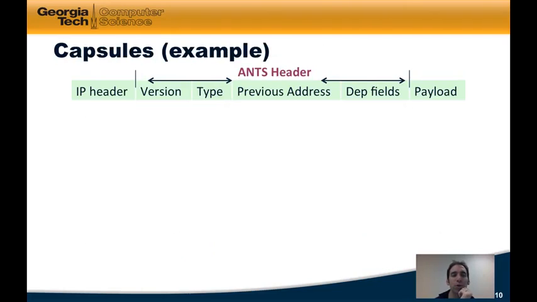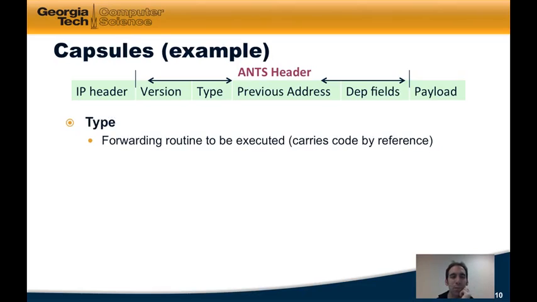So capsules essentially expand the existing packet header. In addition to having the regular IP header with your payload, you would have an active networking header. And this particular one was the ANTS header. This was developed at MIT. And this header actually had a few additional fields.